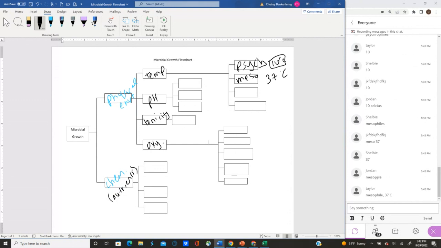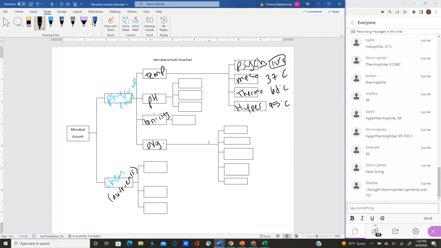All right, who's next? Good. Thermophiles around that 67 to 68. And then finally, we'll have the hyperthermophiles. So y'all go ahead and tell me what temperature they are, since I accidentally said their name. All right, exactly, good. Stormy actually reminded me, I almost forgot to say that.